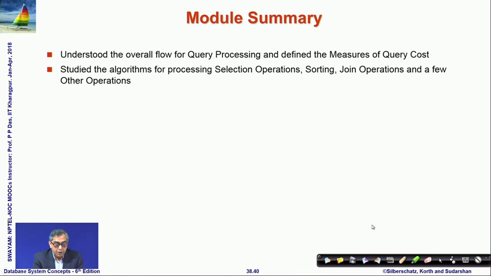So, in this module, we have given a very brief outline of the steps involved in query processing, and the measures that typically define a query cost. We have talked about some of the simple algorithms for selection, sorting, join and aggregation operations. In the next module, we will talk about elementary optimization strategies for processing of queries.